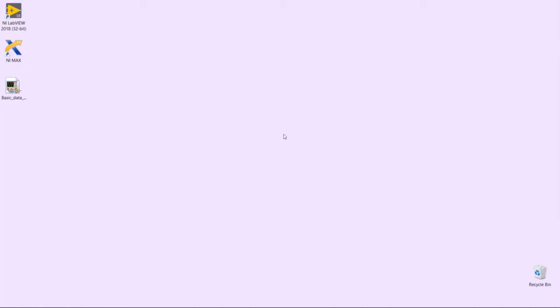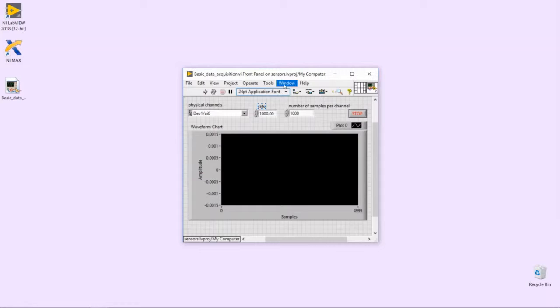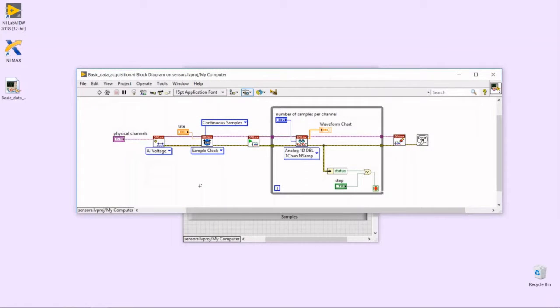In the previous video, we showed you how to make a basic data acquisition application. We're going to use that application as a starting point for today's lecture. Let's open this application and go to the block diagram to see which elements we have there. So we have all the elements that are necessary for acquisition: create channel, timing block, start the acquisition, read the data, clear the task, and error handler.